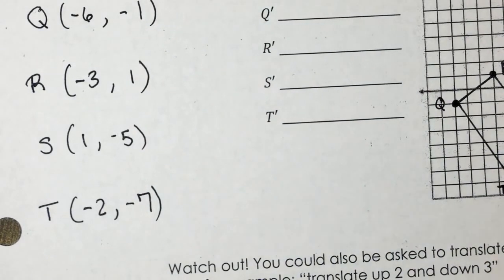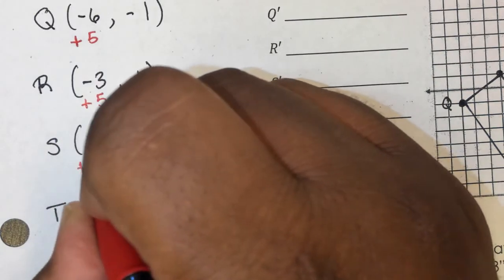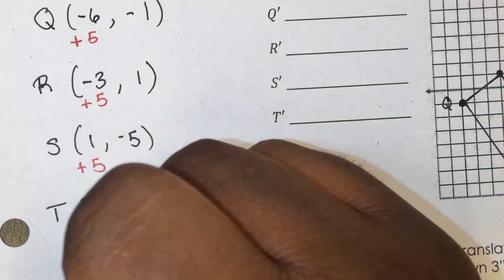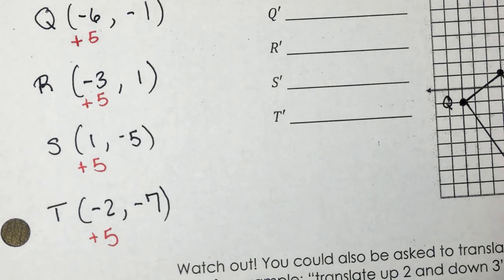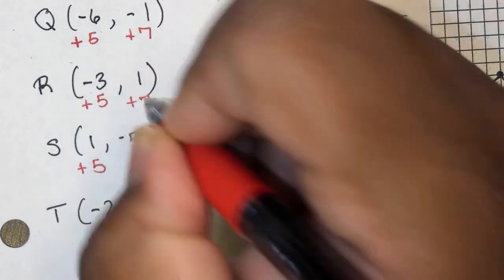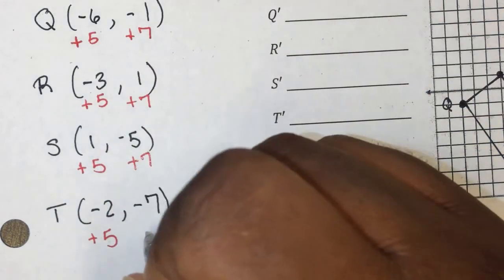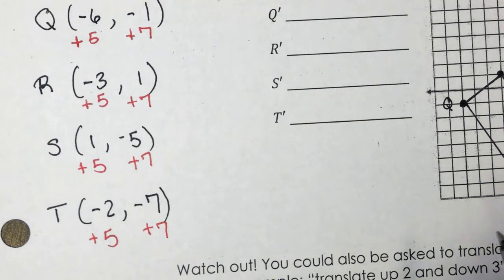To each one of these coordinates, I'm going to apply my change in X and change in Y. My change in X, we said, was to the right 5 or +5. So I'm going to add 5 to each of my X values. +5, +5, +5, +5. My change in Y was +7. +7, +7, +7, +7.